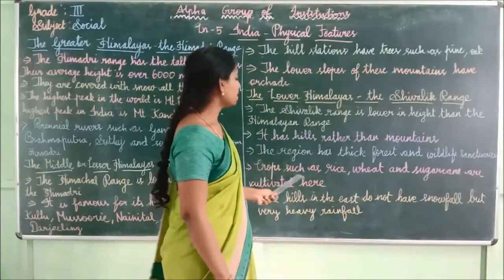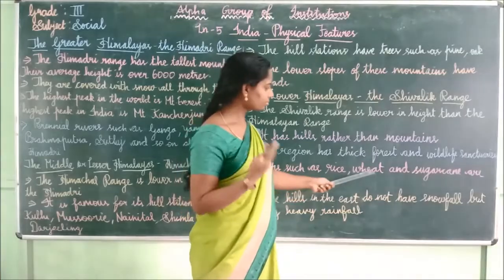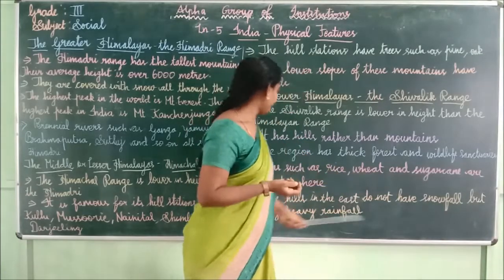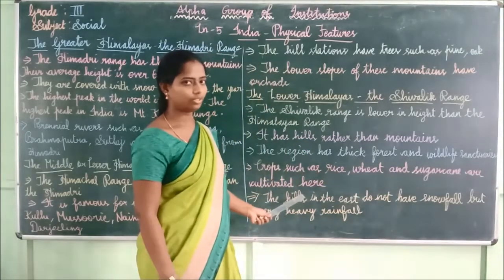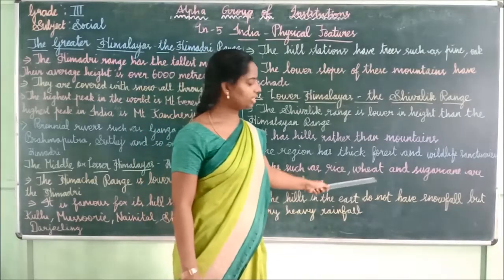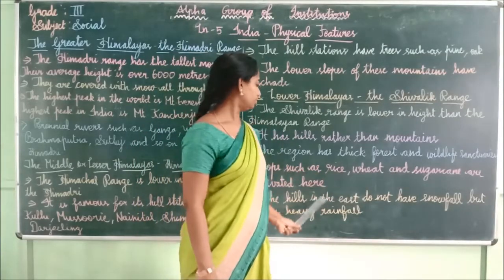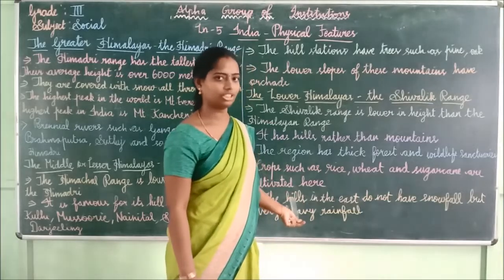And then crops such as rice, wheat and sugar cane are cultivated here. Okay, you want to know about rice, wheat and sugar cane, isn't it? So these types of crops are cultivated here.